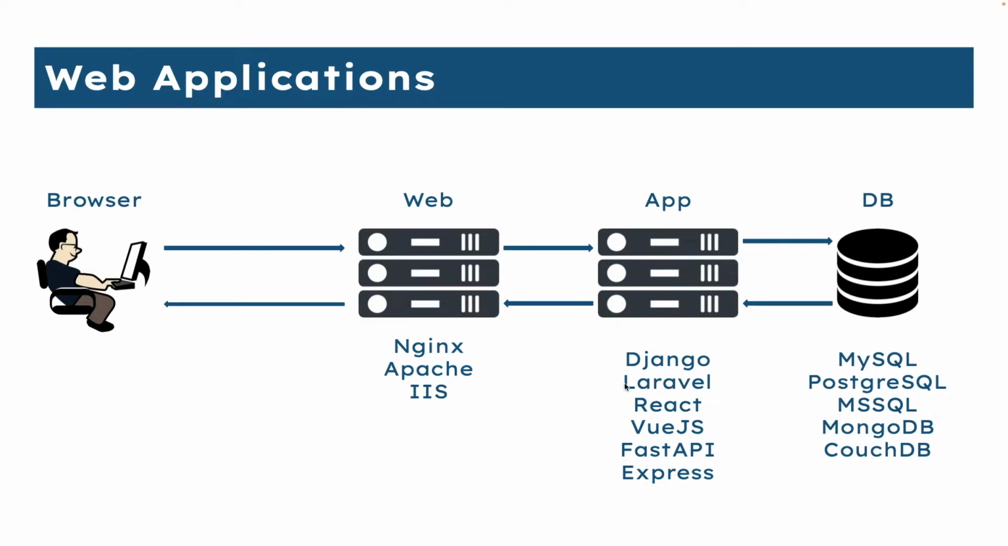You can also use different frameworks to handle the front end and the back end. Examples are React and Vue.js for front end and FastAPI and Express for back end. Please note that in this case, we can also use Django and Laravel as the back end. These are just some examples of frameworks. There are many out there.